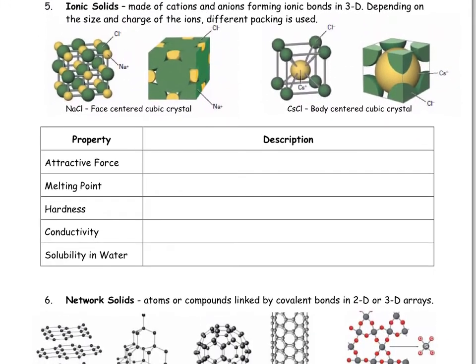So attractive force, ionic bond. Now, because ionic bonds are one of the strongest attractions that are known in chemistry, we have high melting points. And also because it's a strong association, they are hard.